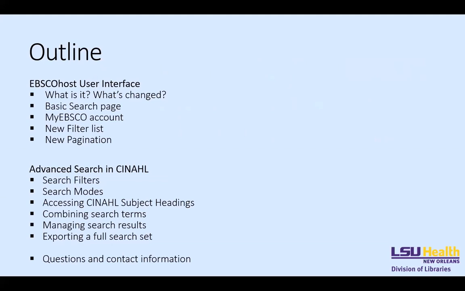All right, so here's an outline. I'm going to cover the general update to the user interface, what's changed. We'll look at the basic search page. I'm going to talk about the My EBSCO account and the new filter list that they have now and the new pagination feature. Then Rowan is going to cover the advanced search features, primarily in CINAHL, how to access the CINAHL subject headings, how to manage the search results, exporting, and the few changes that have been made over the past year. And then we'll have time for questions and share our contact information.